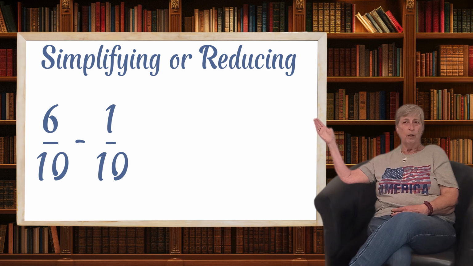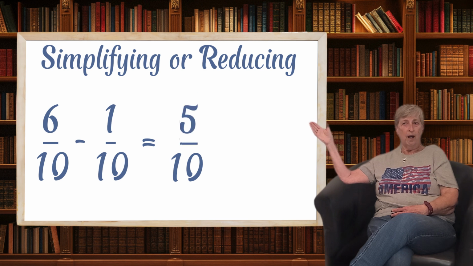We have a new problem. We have 6/10 minus 1/10. Remember, in subtraction, we keep the bottom number if they're the same, and we just subtract the top. So we have 6 minus 1 is 5 over 10. Now we've got to look at whether or not it needs to be simplified.